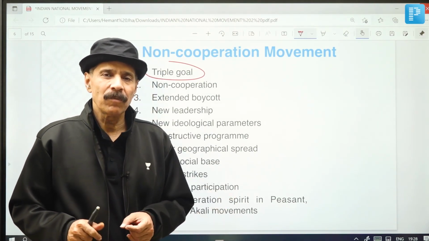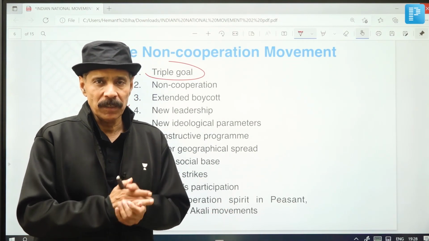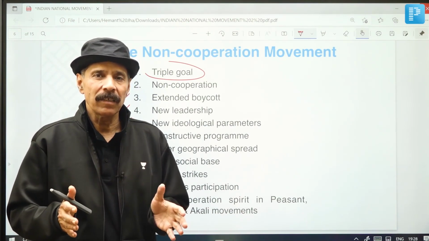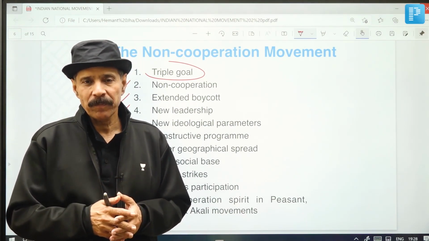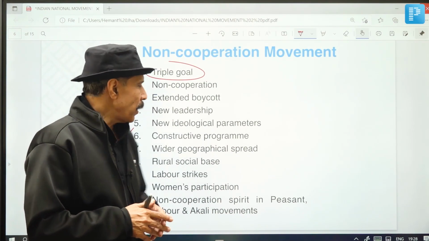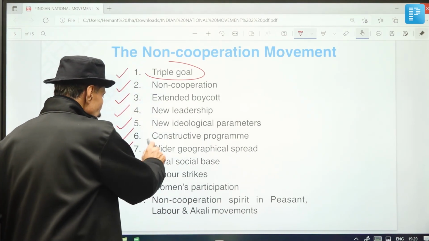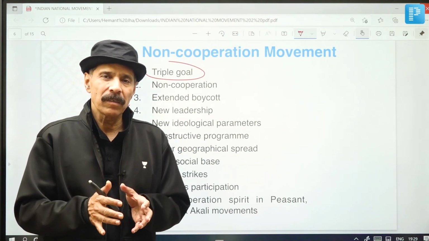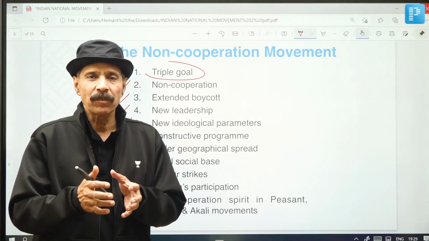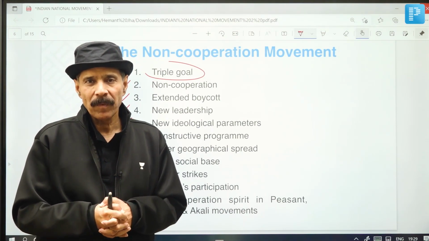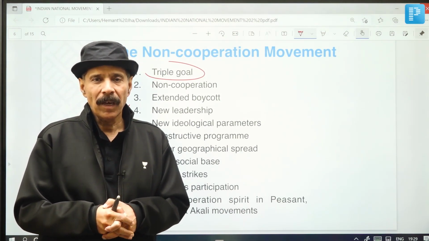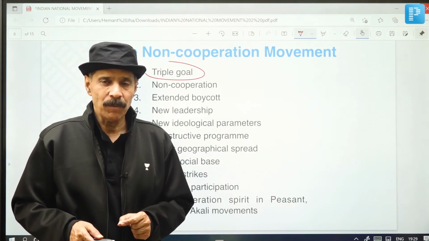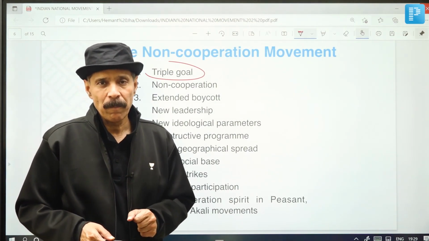Non-cooperation movement was the second mass movement, the first being Swadeshi. And its spread was wider than the spread of the Swadeshi movement. Next is rural social base. This movement played a role in building the rural social base of the Indian national movement. And so geographical spread was towards rural areas as well. It was not confined to urban areas.